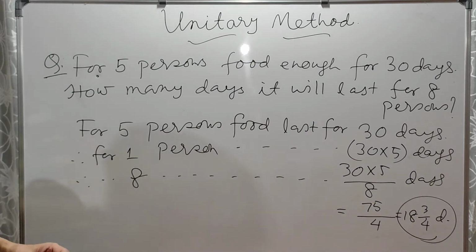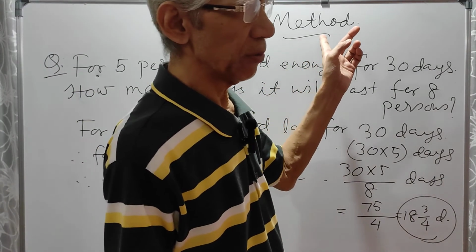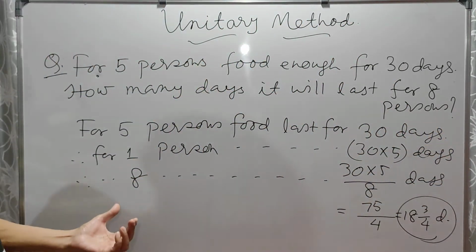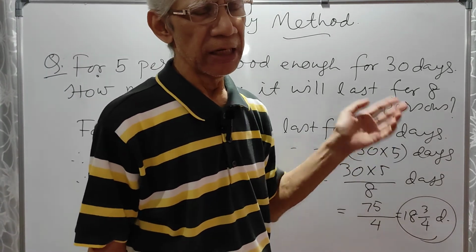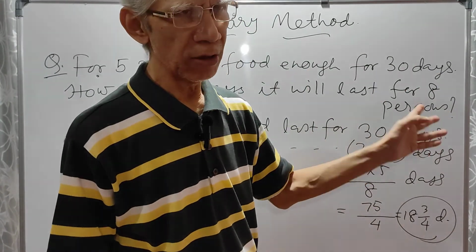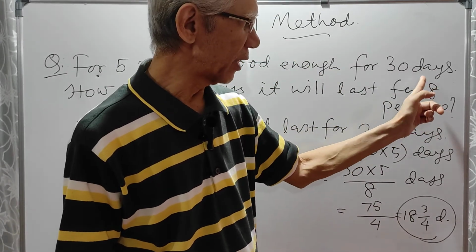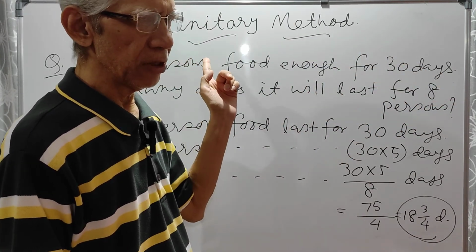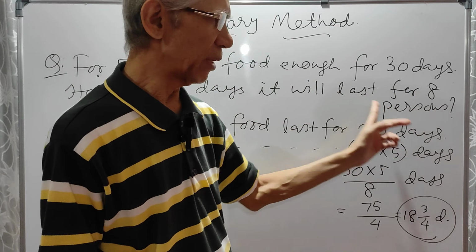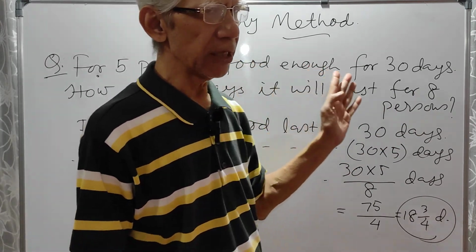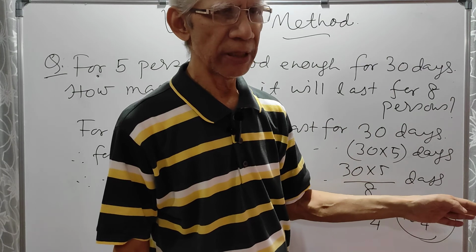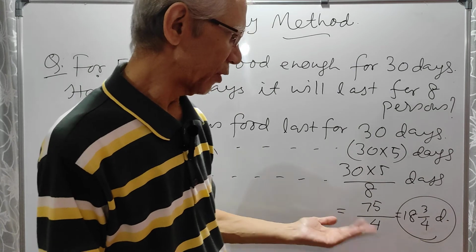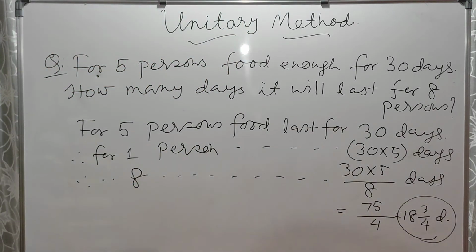So I have shown you three examples of unitary method where you need to multiply, and another 3 examples where you need to divide. Now whether you multiply or divide, always divide right hand number by left hand number, and even if you multiply, always multiply right hand number by left hand number. Now when it is a case of finding more, you multiply, and when it is a case of finding less, you divide. You follow? So that is the rule.